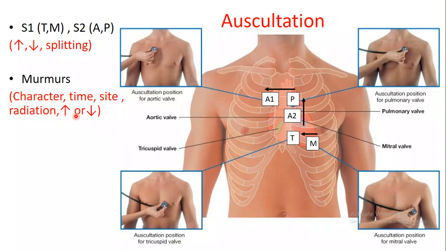To get a clue about the origin of this murmur, we should comment on where we heard this murmur, the site of murmur, and when we heard this murmur, the time during systole or diastole, and where this murmur radiates, and is there anything that increases or decreases it. All this gives a clue about which valve is affected. Last thing is additional sounds. We will discuss it in the coming slides.